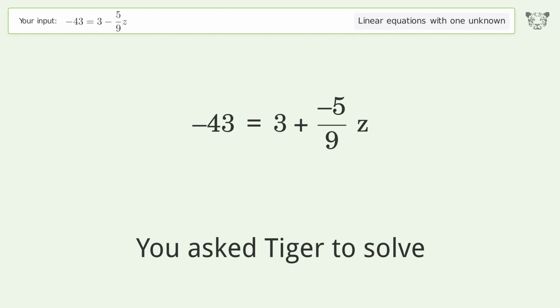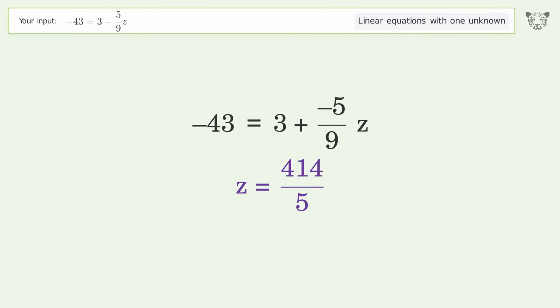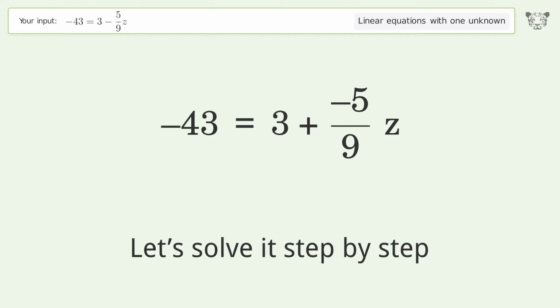You ask Tiger to solve. This deals with linear equations with one unknown. The final result is z equals 414/5. Let's solve it step by step.